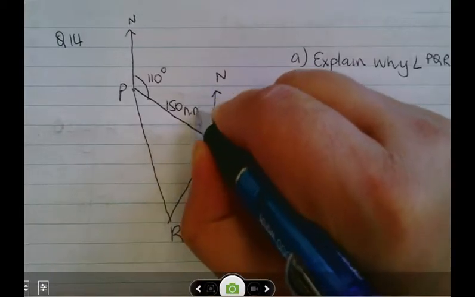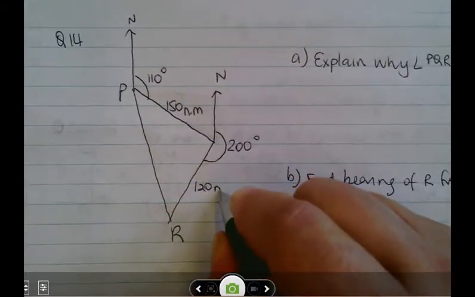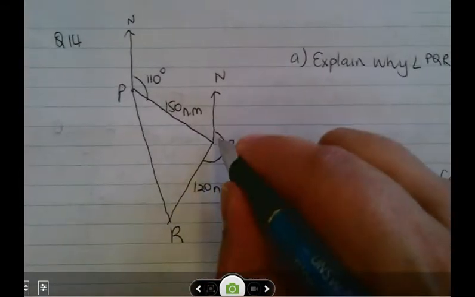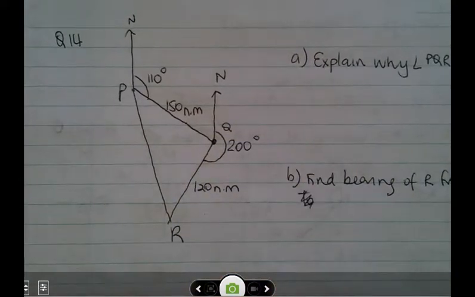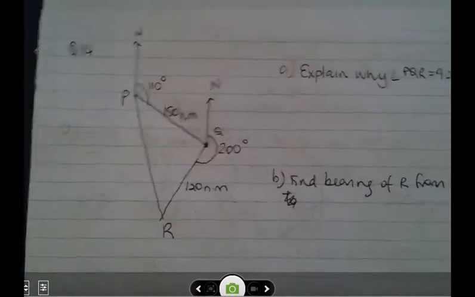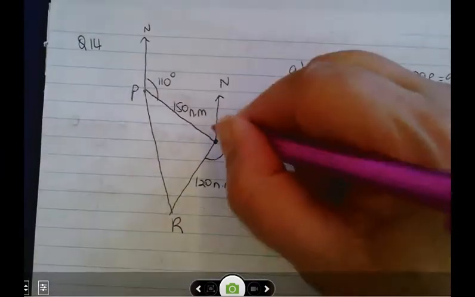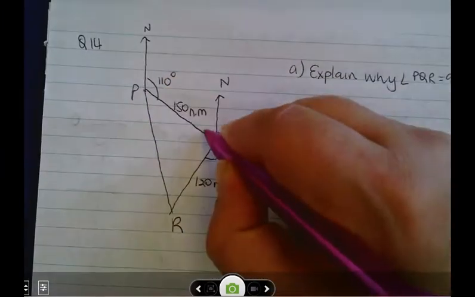All the information, we've got 150 nautical miles and 120 nautical miles. This must be angle Q here. Okay, so explain why angle PQR is 90 degrees. Okay, so what do you want to do, girls? What's this one here?